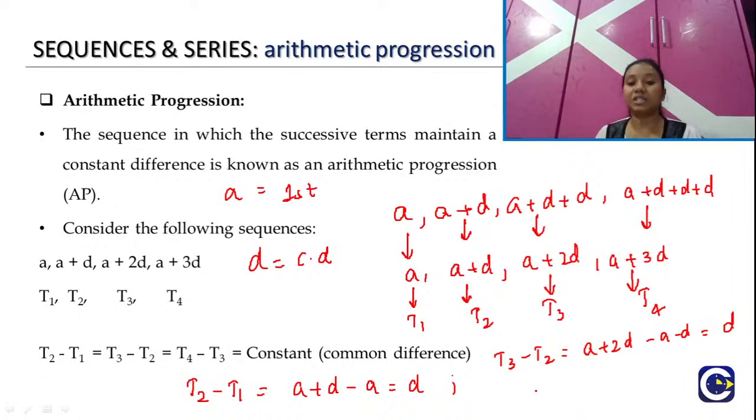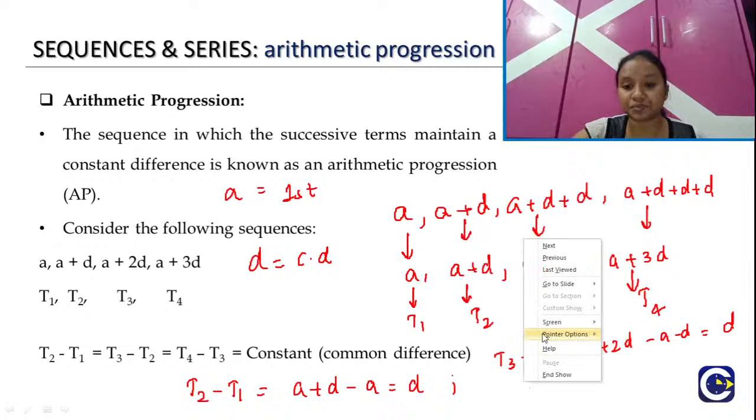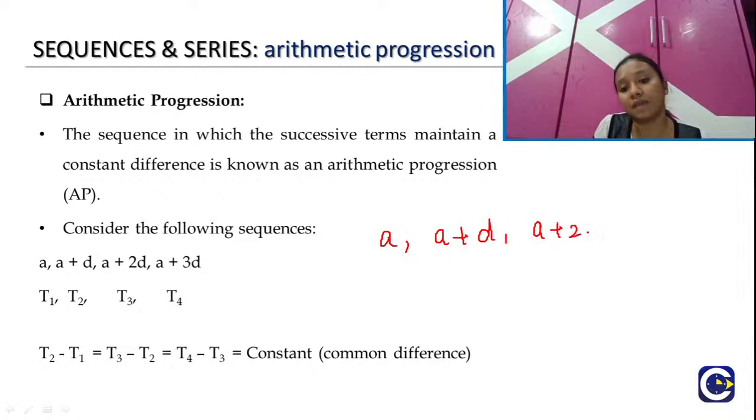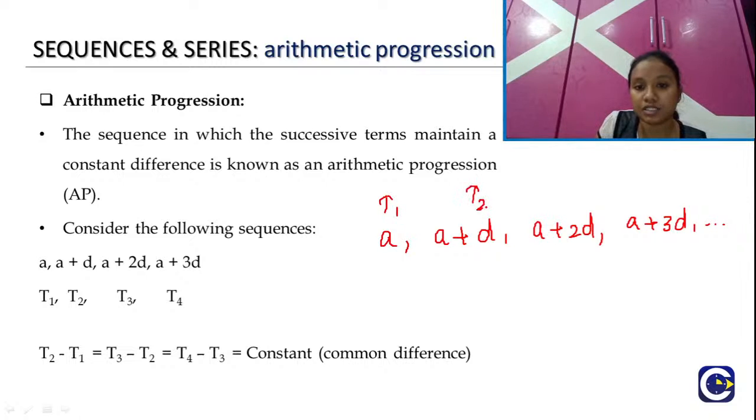Right, that means the difference of the terms will be constant and will be equal to the common difference d in an arithmetic progression, right? So now let's have the sequence of our arithmetic progression. So a, a plus d, a plus 2d, a plus 3d and so on. So this is the first term, second term, third term and fourth term.